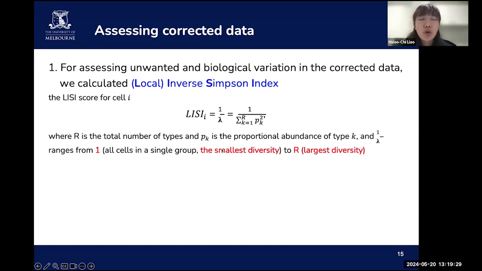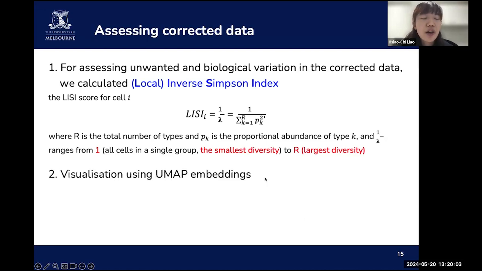So the Lise score basically indicates the number of different categories represented in the local neighborhood of each cell. The categories can be either batch or biology. When the Lise score is equal to 1, that means all the neighborhood cells belong to the same group, so that is the smallest diversity. Whereas when the Lise score is larger, that means we have higher diversity in the neighbor area.